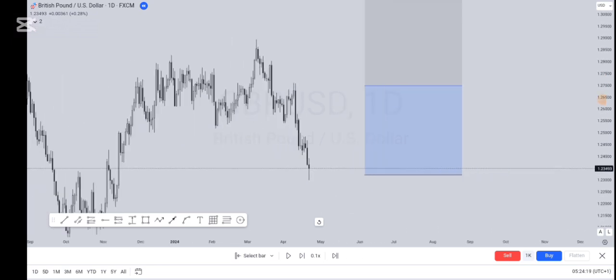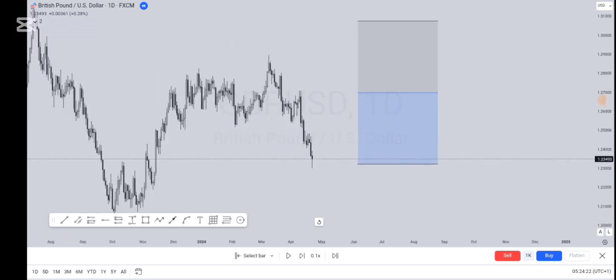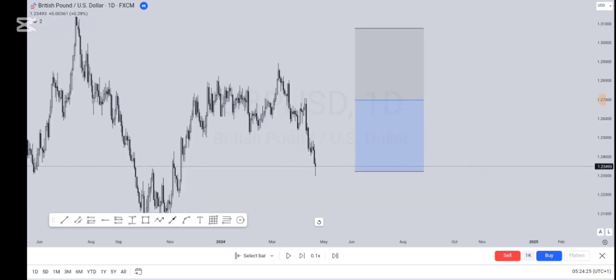Now let's look at the chart. First things first, I usually use my premium and discount zone in higher time frame.